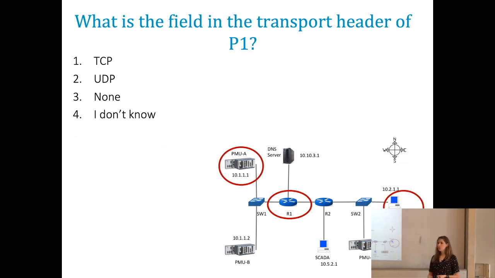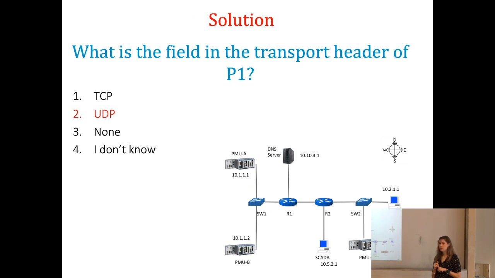So now we look a bit below, we look at the transport header. Okay? So who thinks that the transport header is TCP? Okay, who thinks it's UDP? Okay, so it is UDP. Can someone explain why it's UDP and not TCP?